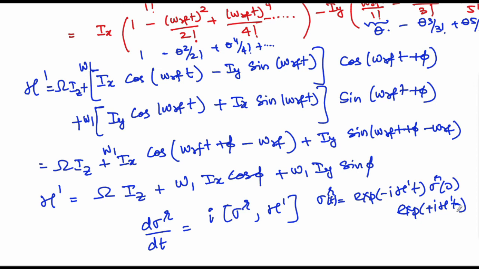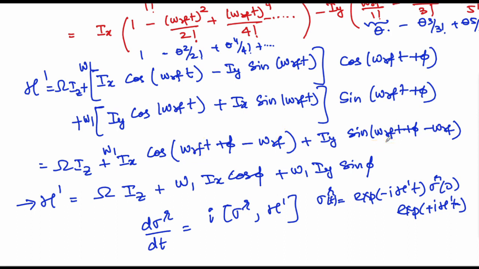The moment you go from the lab frame to the rotating frame, you are able to see the time part of the Hamiltonian is completely removed. Of course, we are not discussing the aspect where omega 1 could be time dependent, or even the phase could be time dependent. All that we have said so far is that the transmitter frequency can be nicely negated when you end up going to this transformation frame.